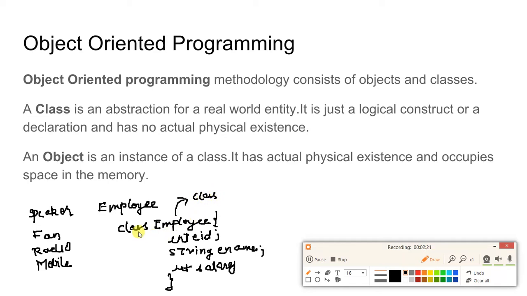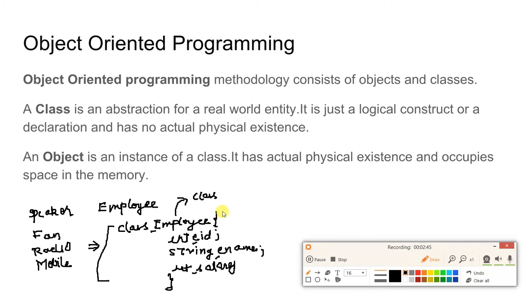A class will not occupy any space in memory. It is just a declaration. It is declaring how an employee looks like. In my case, an employee contains an employee ID, a name, and a salary. I have just created a blueprint of what an employee will look like.